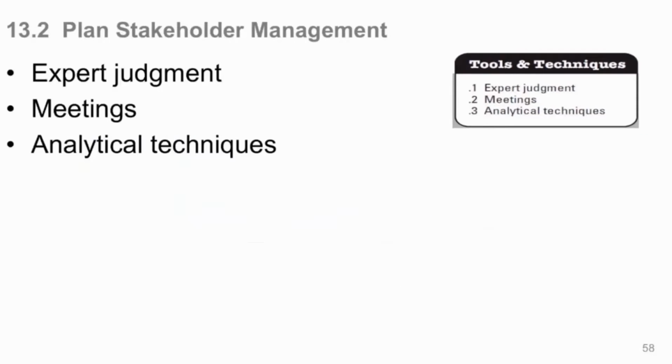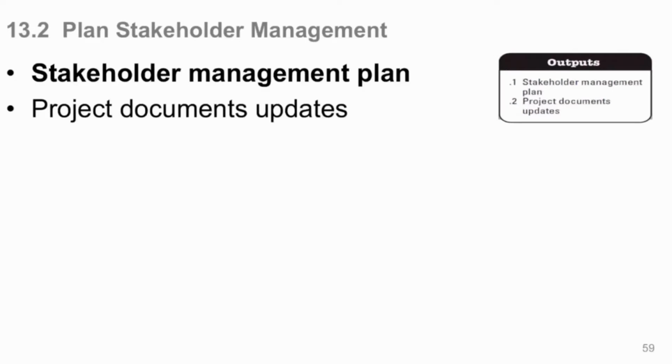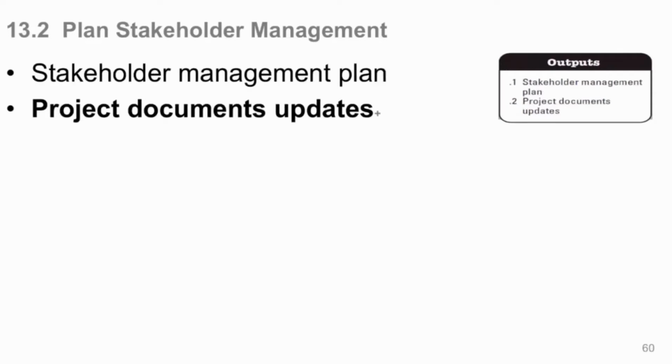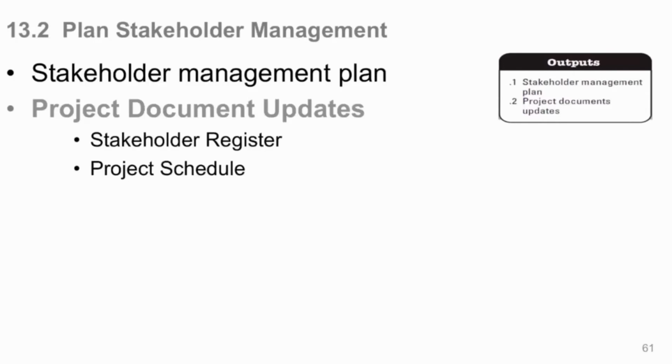There we go. Now, that's our tools and techniques. Now we're going to talk about outputs. We know what the stakeholder management plan is: how you are going to manage your stakeholders. And the project documents that may be updated as a result of this process are, of course, the stakeholder register, which will get updated many, many times throughout the project. And the project schedule, once you have one, may be impacted by your stakeholders. Their expectations may change, their requirements may change, and as a result, your schedule might change.